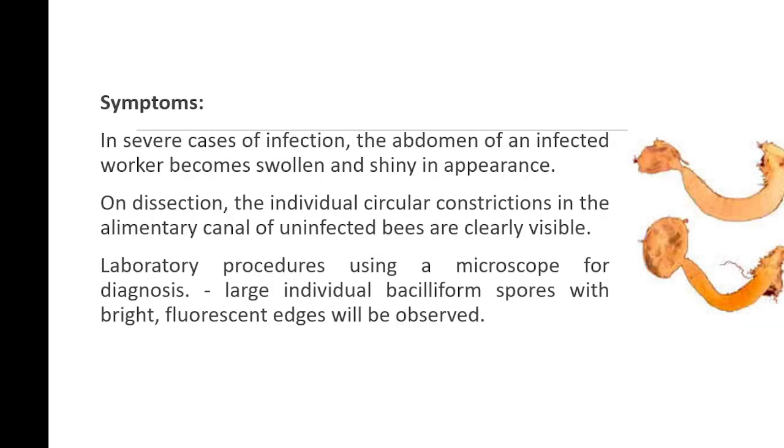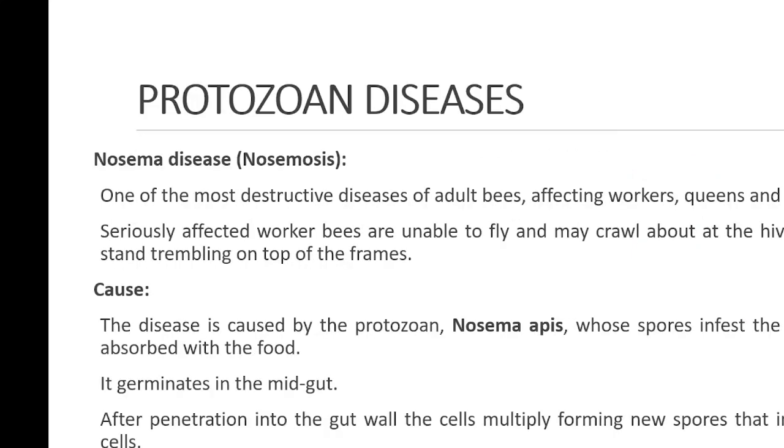Here I can show you a picture. This is the protozoan disease which affects the honeybee intestine. It is one of the most destructive diseases of adult bees, affecting workers, queens and drones alike. Seriously affected worker bees are unable to fly and may crawl up to the hive entrance or stand trembling on the top. So one important problem of nosema disease is that when it affects a honeybee, whether worker or queen, it may not be able to fly. That is one important feature of nosema disease, sometimes known as nosemosis.